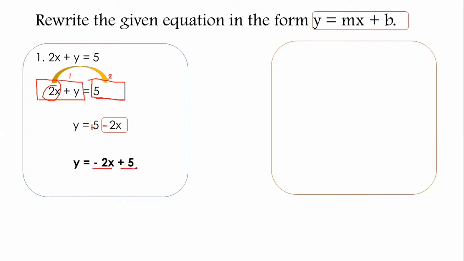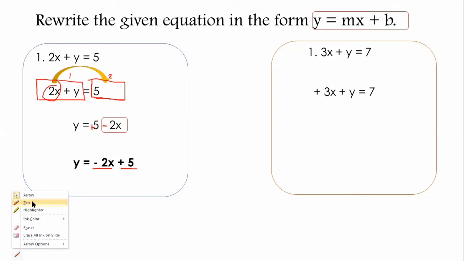Okay? Next. So, paano naman yung sinasabi kong hindi mag-transpose? Ito yung nag-add ka both sides ng variable na i-eliminate natin. Okay, for example, this one. 3x plus y is equal to 7. Ano ba dapat ang kailangan natin eliminate para maging itsura siyang y is equal to mx plus b? Of course, yung 3x. Okay, kailangan natin siyang eliminate.